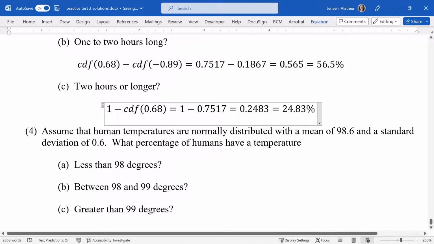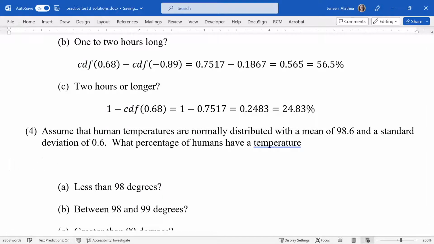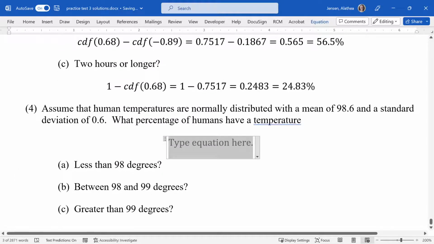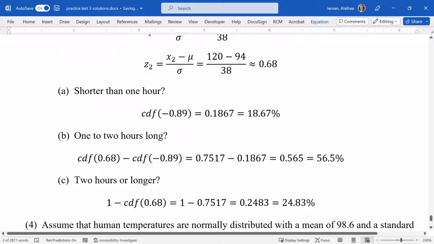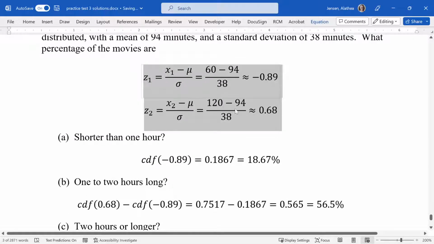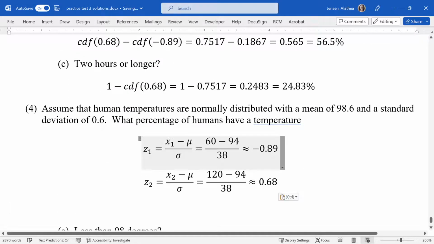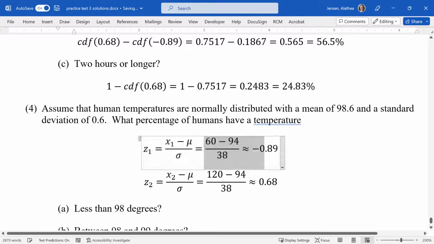Last one, exact same way, two z-scores. Put your z-scores into your CDFs, and make sure you did it the right way each time: 1 minus CDF, or CDF minus CDF. So let me copy my little template again. Okay, take out the numbers.